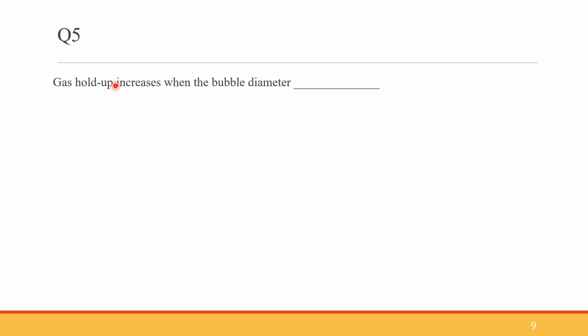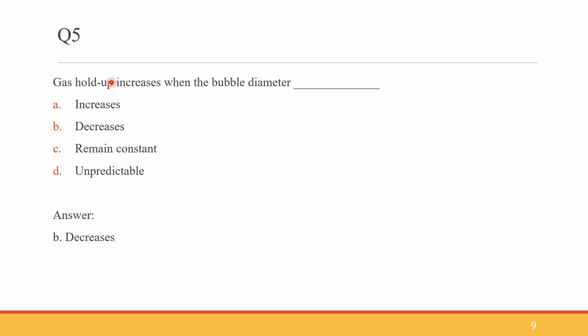Gas holdup increases when bubble diameter dash. Option A, increases. Option B, decreases. Option C, remains constant. Option D, unpredictable. This question is about what happens when gas holdup increases. We have bubble diameter, and if the bubble diameter decreases, then gas holdup increases. So the answer is option B.